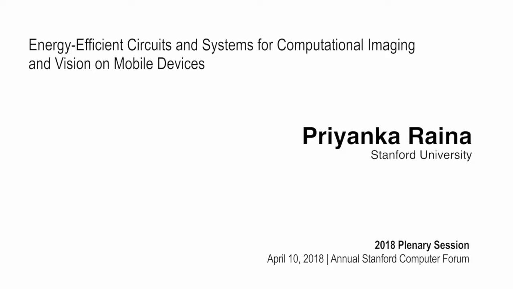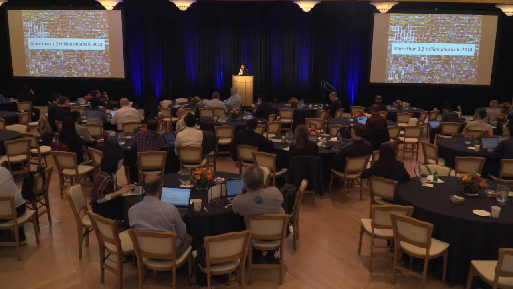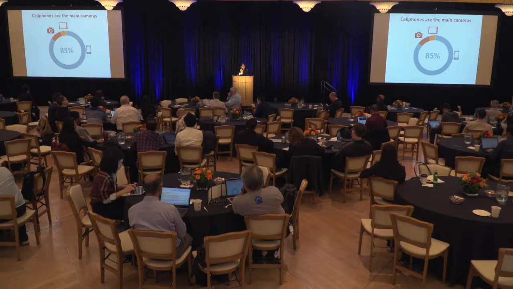Today, I will talk to you about my vision for how energy-efficient hardware accelerators will be critical to enabling a wide range of imaging and vision applications on mobile devices. It is projected that 1.2 trillion photos are going to be taken in 2018, and 85% of these photos are going to be taken by cell phones and not by traditional digital cameras.